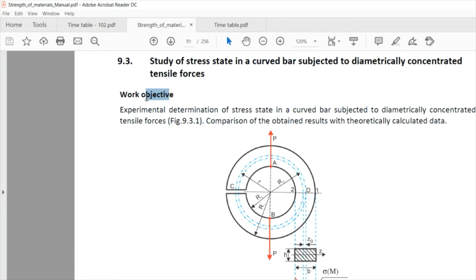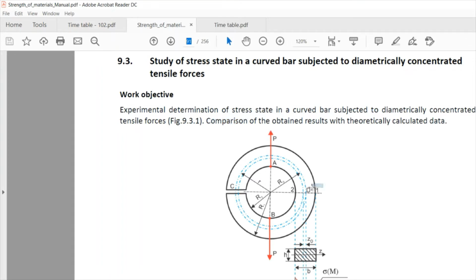The objective is to determine the stress state in the curved bar and also to compare the experimental result with the theoretical calculations. And by the way, this manual is available in Blackboard. This is page 91 in the manual, and this figure shows our curved bar. So we are applying a force of P, tension force, from both sides.